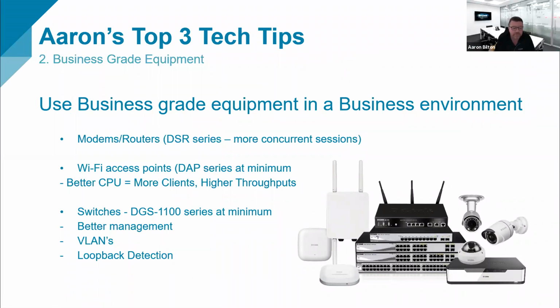So Wi-Fi access points, DAP series at a minimum. We've got good CPUs in it, good memory, good OSs. The better the CPU, the more clients and the higher throughput you're going to get, because your Wi-Fi is time sliced. So you do need the CPU for that function. And switches, I mean, minimum 1100 series. They're very affordable, and you've got VLANs, loopback detection, and management. You can give it an IP address, see what's going on, and monitor port statistics. So it's important. You just don't put a domestic unmanaged product into a business environment.